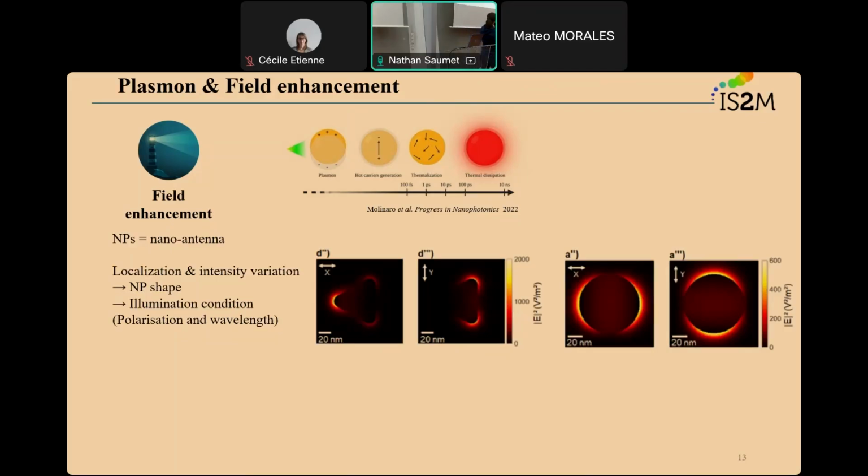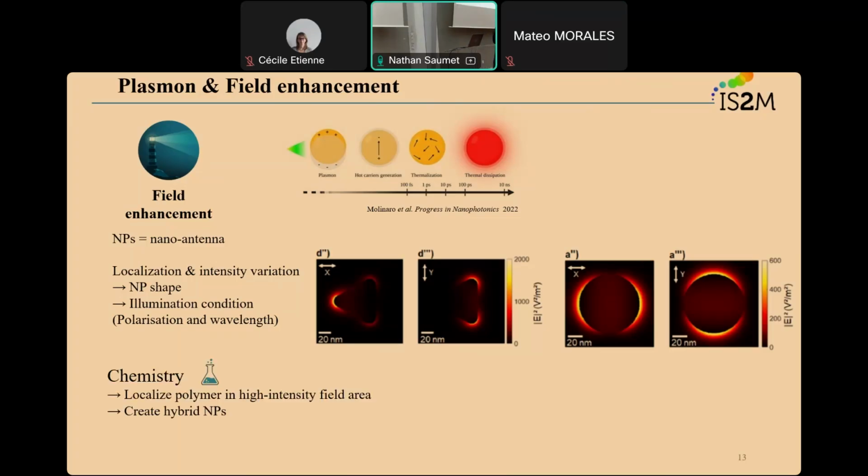If we change the incident polarization, this plasmonic hotspot doesn't exist anymore, and we have two other plasmonic hotspots at the two other tips of the triangle. Of course, this field enhancement is different between nanoparticle shapes. It will be different when we use a different wavelength. And the intensity is very different between two nanoparticles.